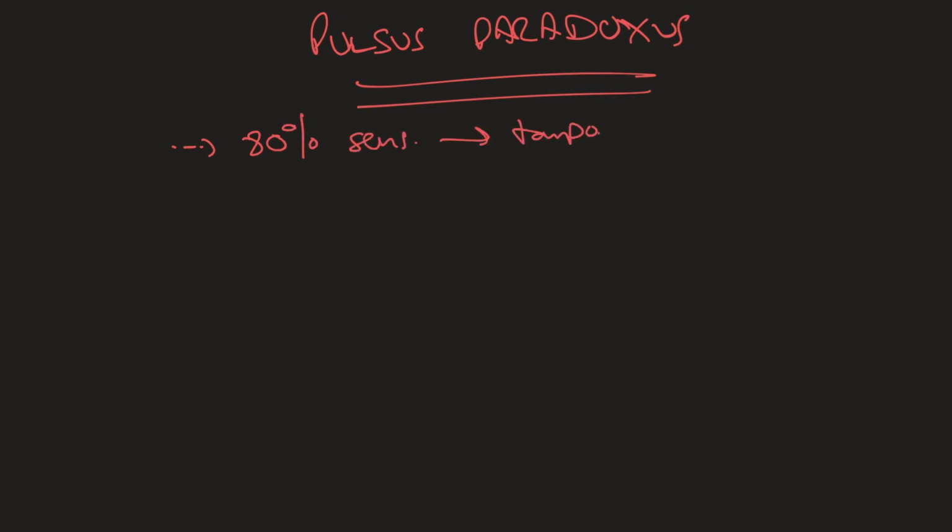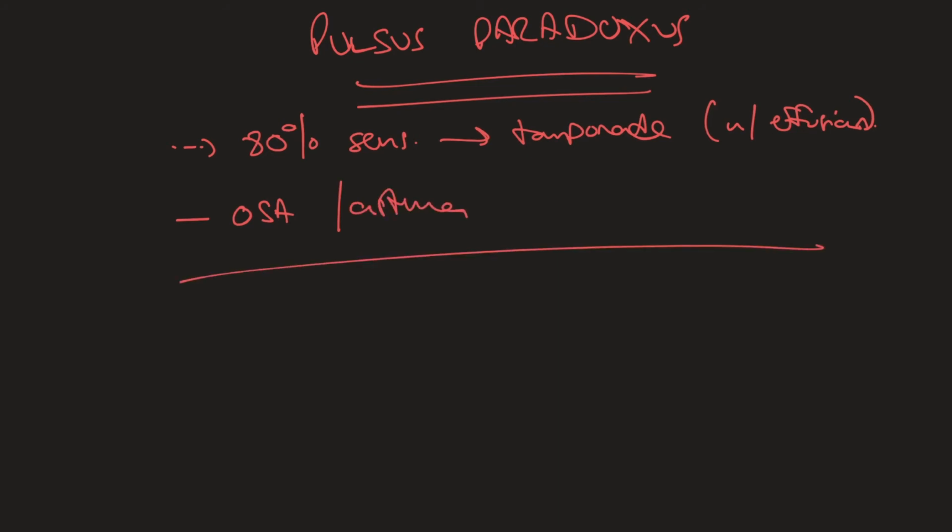A little important thing to remember is that there are lots of other causes for pulsus paradoxus. Lots of respiratory pathologies can do this as well. Classically, obstructive sleep apnea, and you often see it with an asthma attack as well. A nice way to divide this up is dividing up pulsus paradoxus into cardiac causes and pulmonary causes.